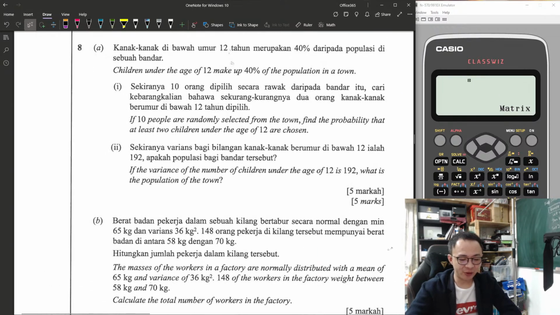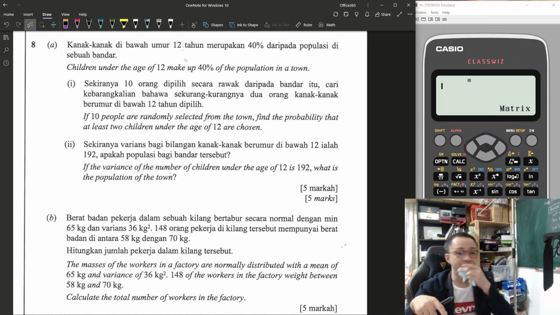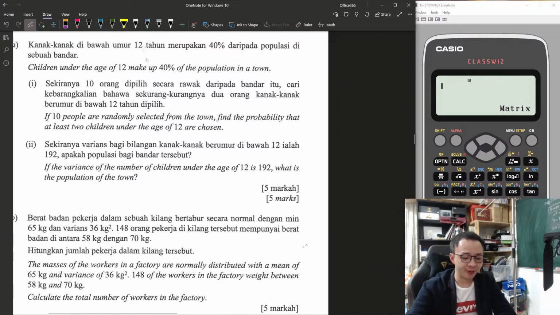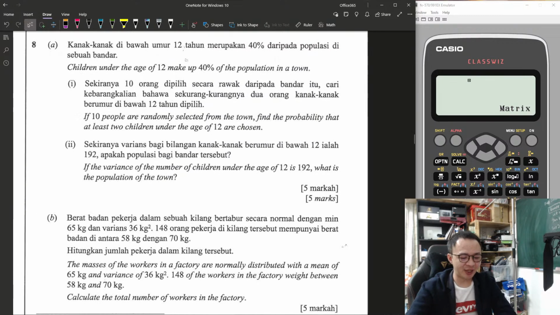Alright, finally we can go to question 8, which is section B here. Okay, children under the age of 12 make up 40% of the population in a certain town. Okay, so right now, what I want to do is decide. When I read like this, I already know this is binomial. If you are not sure, you kind of need to read part 1.